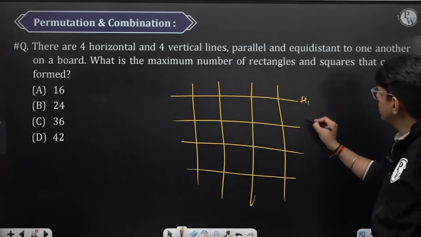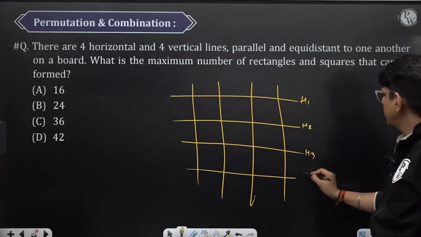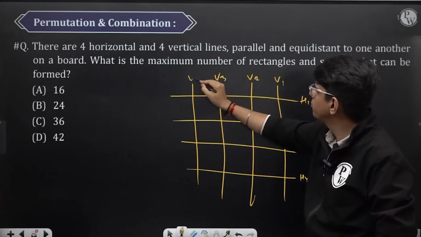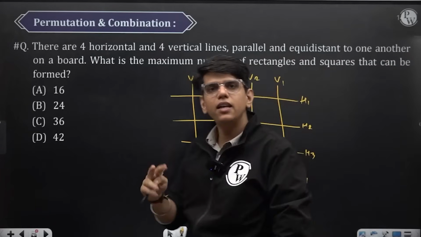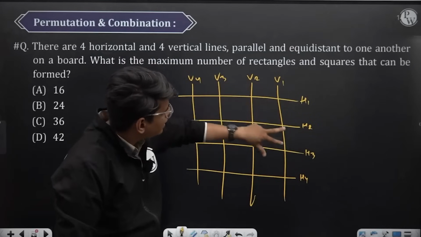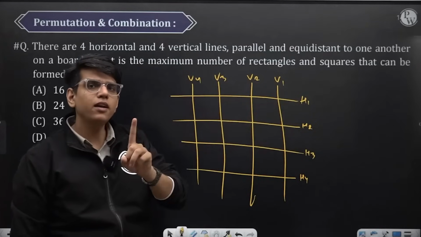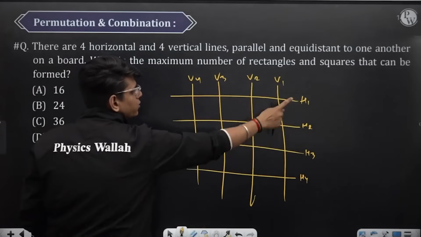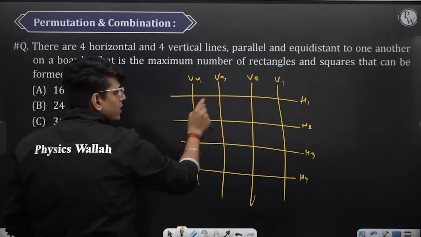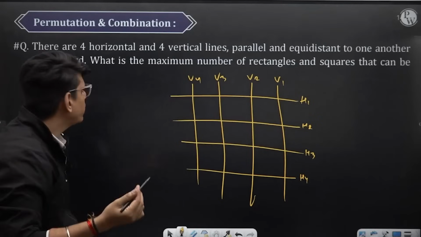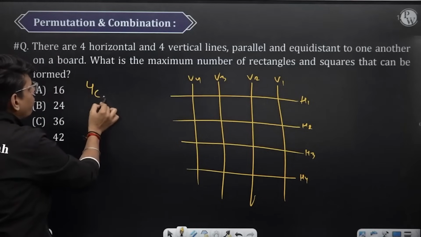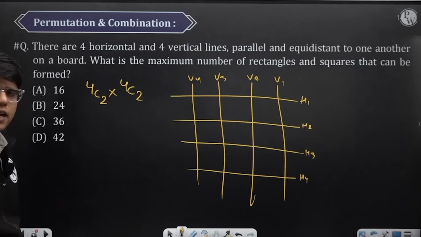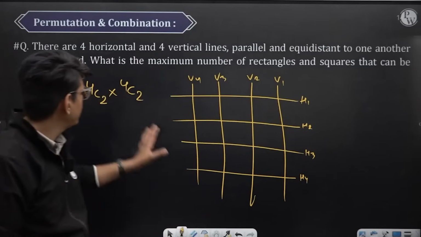So this is horizontal 1, horizontal 2, horizontal 3, horizontal 4, and vertical 1, vertical 2, vertical 3, vertical 4. Now, if you select any two verticals and any two horizontals, you will get one rectangle or a square. Suppose you select V3 and V4 and you select H1 and H2, you will get this shape. Similarly, there are many possibilities. So you can select 2 out of 4 verticals and 2 out of 4 horizontals and you will get a rectangle or a square. So this is the number of cases.